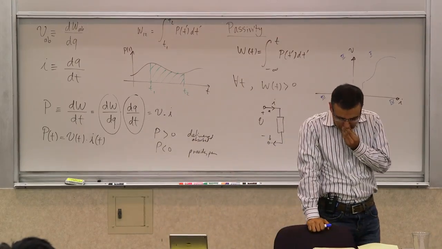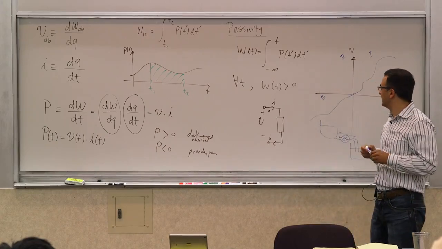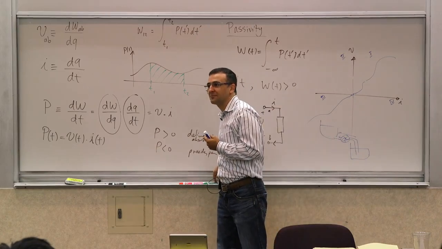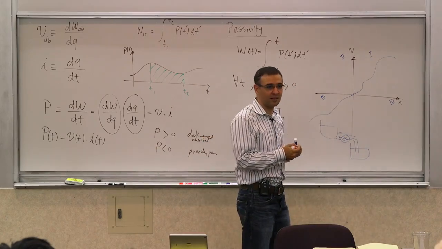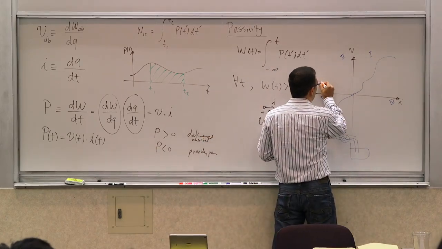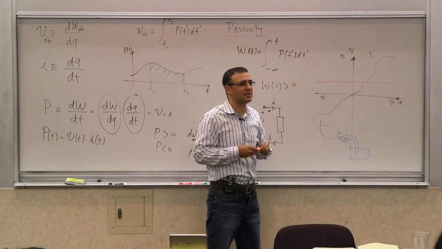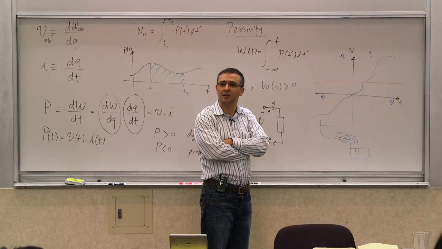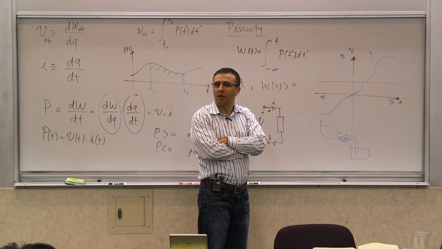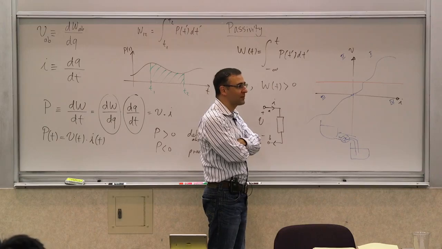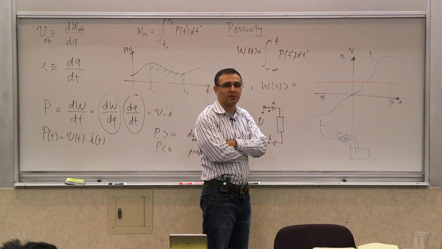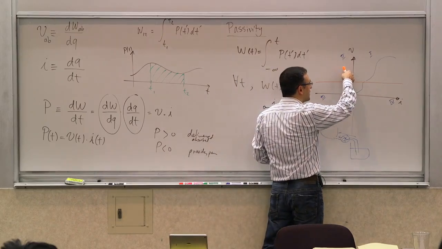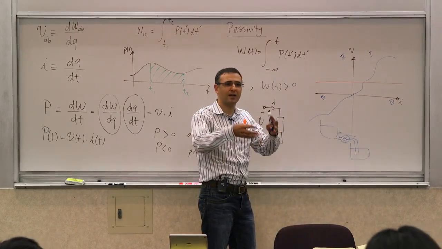Now, give me an example of an active element. Let me give you an example and you tell me what it is. On the same IV characteristic, this is something that has this IV characteristic. It's some constant horizontal line. What is that IV characteristic? It's a battery. It's a fixed voltage source, right? It's something whose voltage is independent of its current. It provides a fixed voltage.